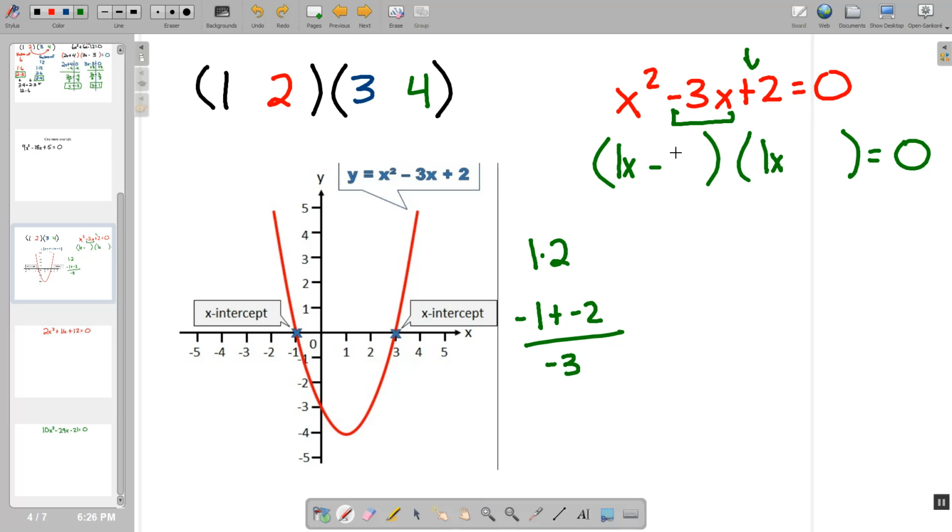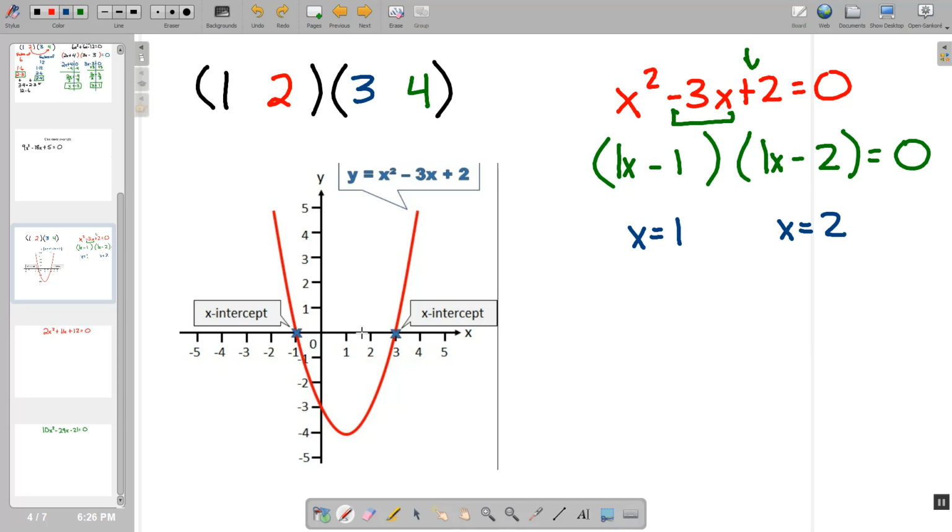We can then do a -1 and a -2 in either spot, because it doesn't matter for these types of problems, and we can simply solve from here, getting our values of +1 or +2, which are the solutions to our equation.